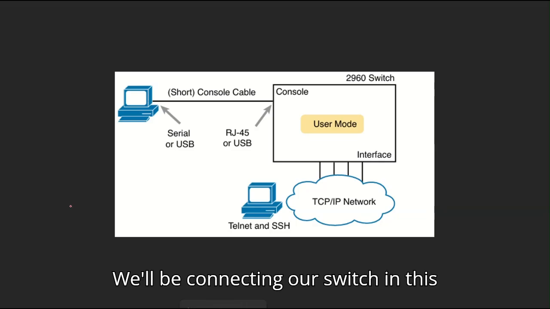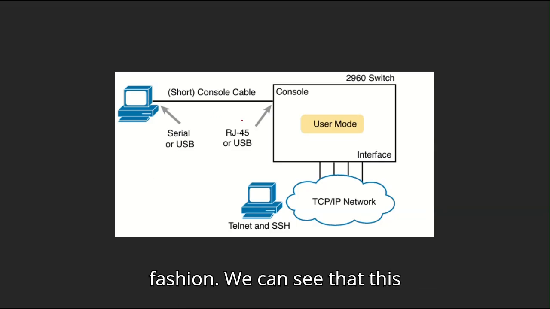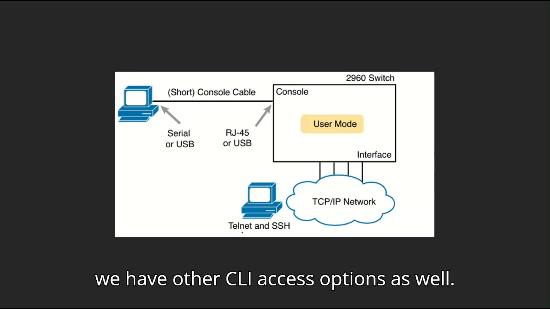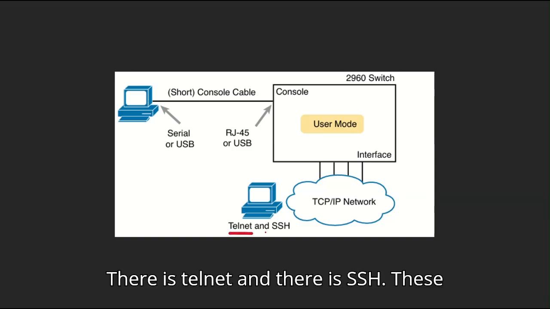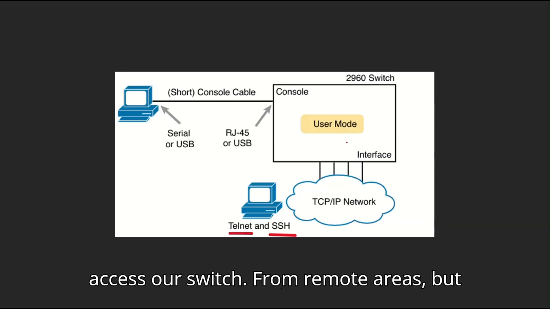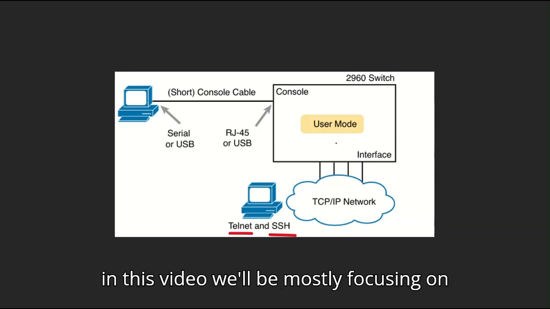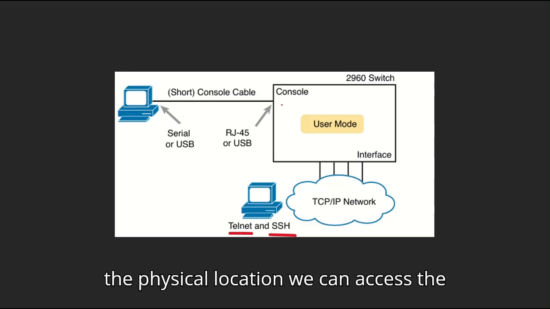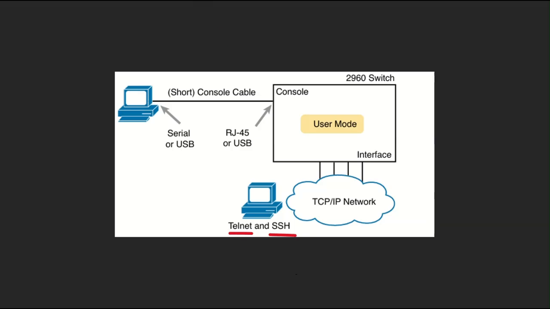We'll be connecting our switch in this fashion. We can see that this RJ45 or a USB, whatsoever console port we are using, it is connected to our PC. And apart from that, we have other CLI access options as well. There is Telnet and there is SSH. These are the ways using which you can access our switch from remote areas. But in this video, we'll be mostly focusing on how we can use the console cable, and at the physical location, we can access the switch.